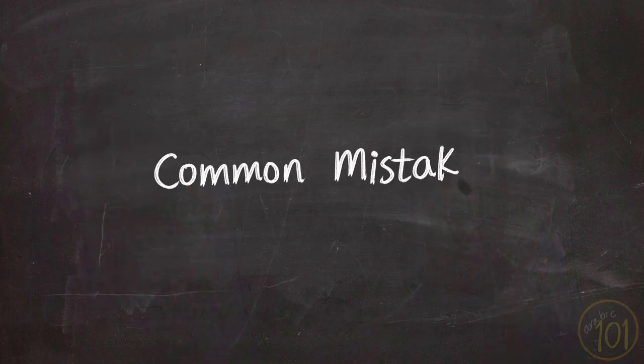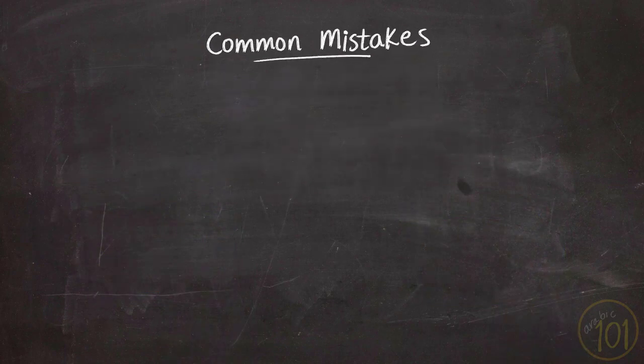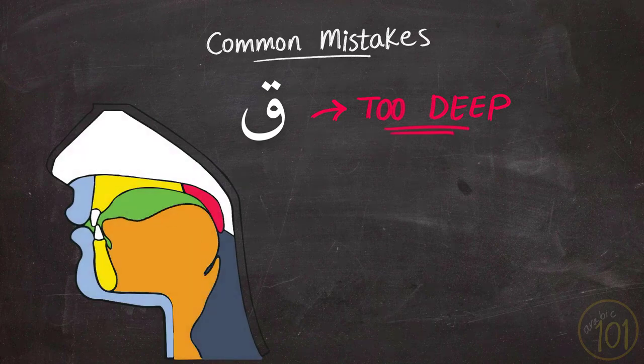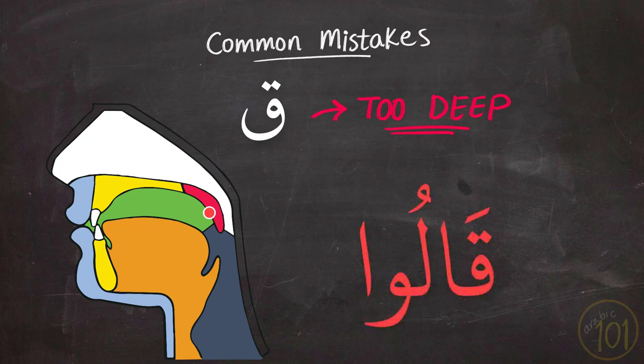Now it is time to highlight some of the common mistakes and bad practices with these two sounds. As for the qaf, the common mistake that is usually made by beginners is producing qaf way deeper than it should be. This happens when you try to exaggerate the sound, so it becomes way heavier and more difficult to pronounce than it should. And the mistakes sound like this: qa, qa, qalu. This is also detected when you hear a hint of kha or ghain along with the sound of qaf.